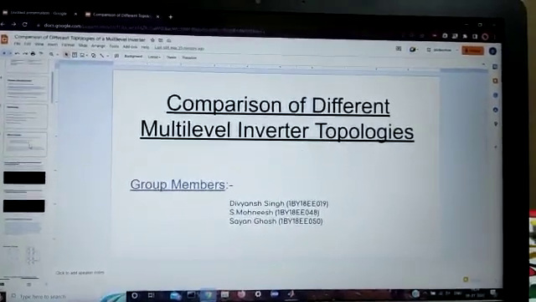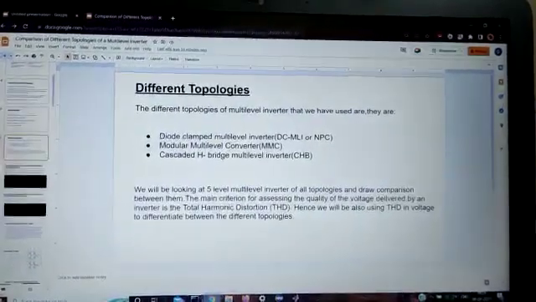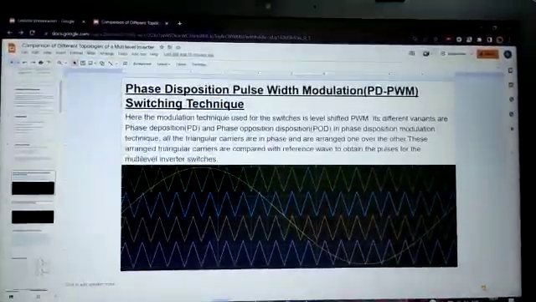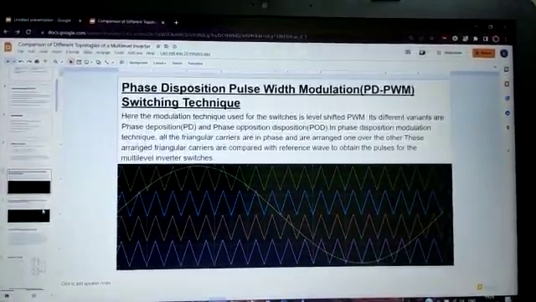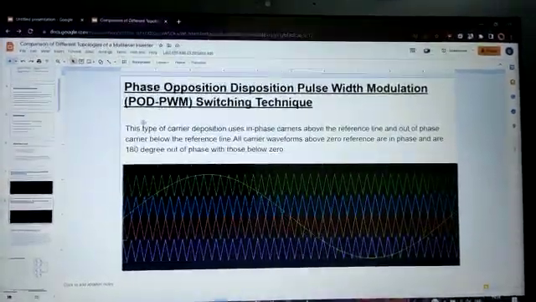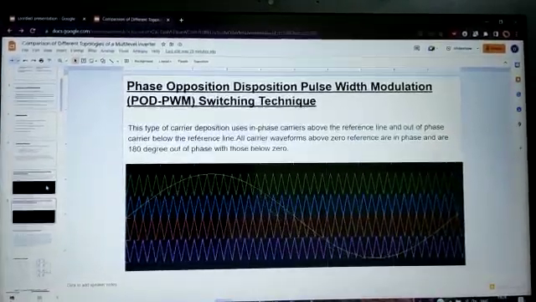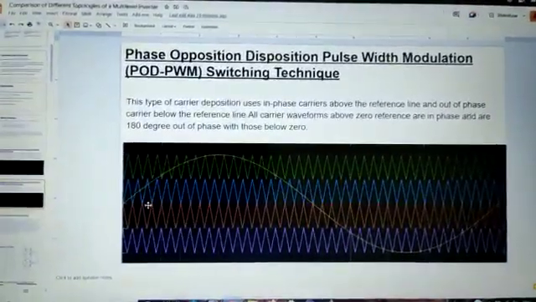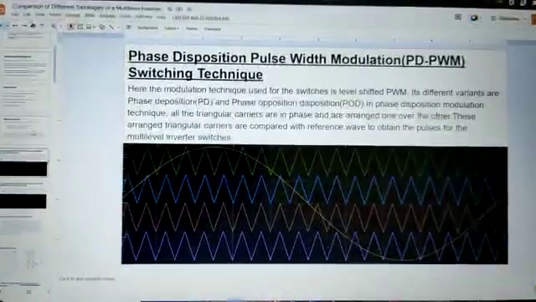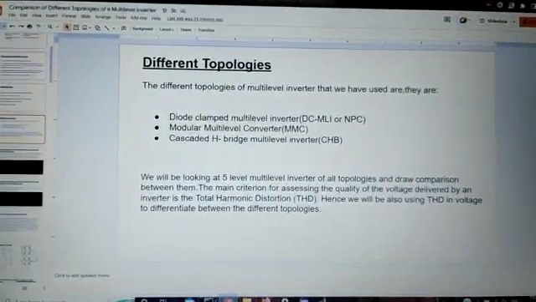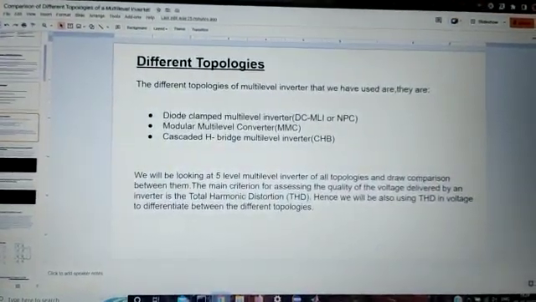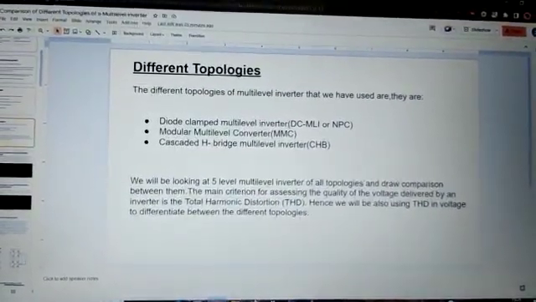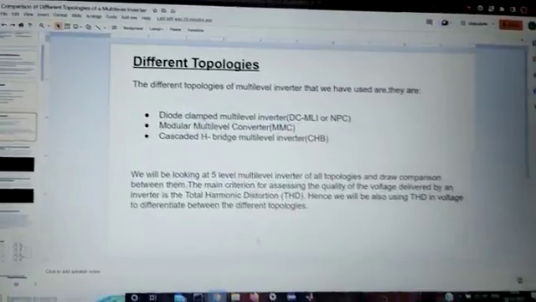In this project we have compared these three topologies mentioned here using two switching techniques, which are PD-PWM and POD-PWM, that is, phase disposition and phase opposition disposition pulse width modulation techniques. The difference between them is that at the reference they are phase shifted by 180 degrees from each other. These topologies will be referred to by their abbreviations: diode clamp as DCMLI, modular multi-level converter as MMC, and cascaded H-bridge as CHB.